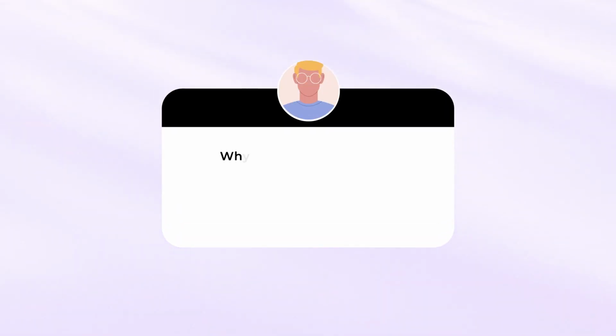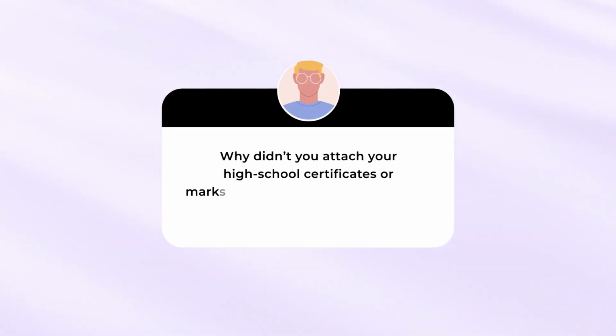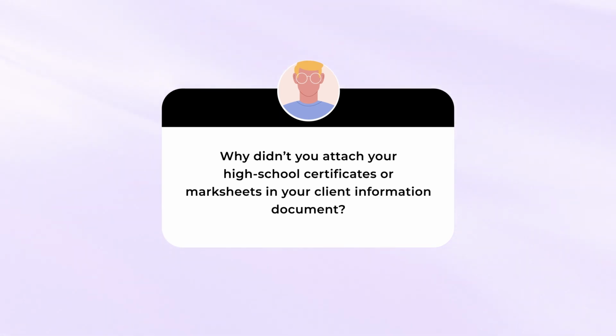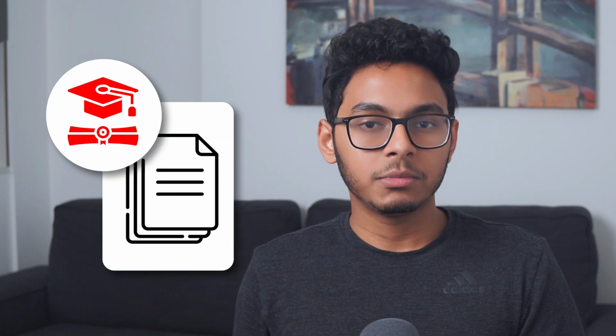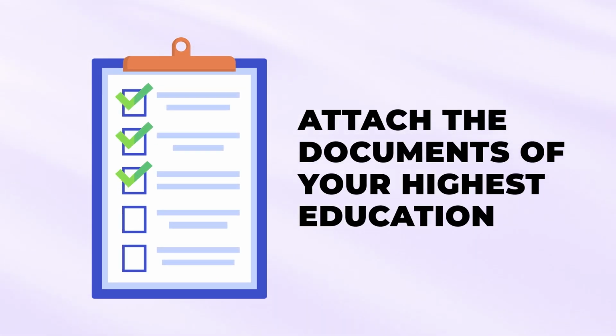The next question is, why didn't you attach your high school certificates or mark sheets in your client information document? Because I was applying for a master's degree and these documents are not relevant for it. However, if you're applying for a bachelor's degree, then you should attach these documents in the client information document. The thumb rule is to attach the documents of your highest education so far. So even if you're applying for a post-graduation diploma, you don't need to attach your high school certificates. I have a detailed video on the required documents for Canadian student visa, which you can find in the description below.